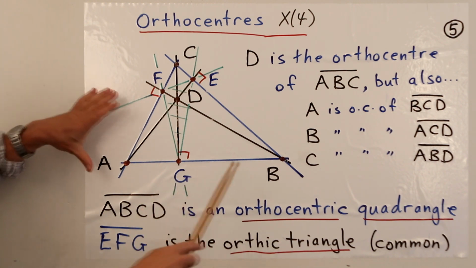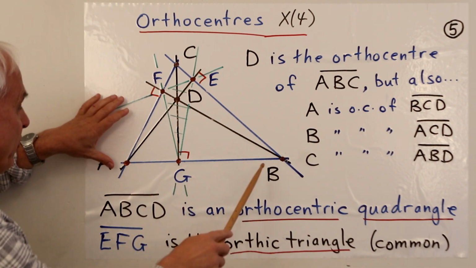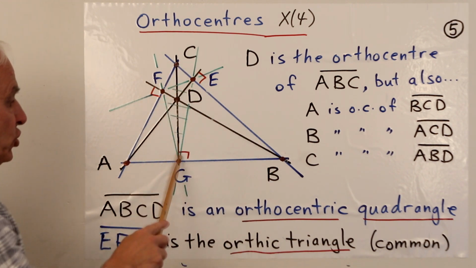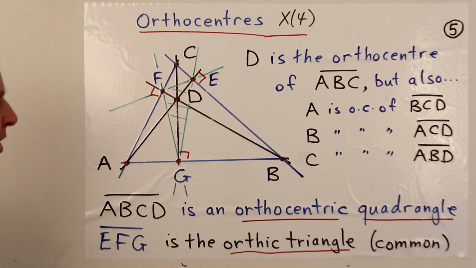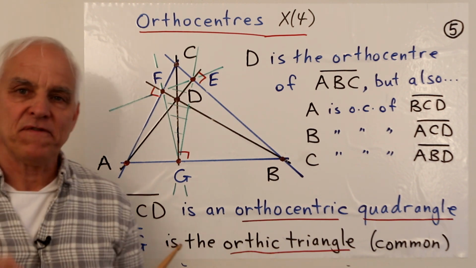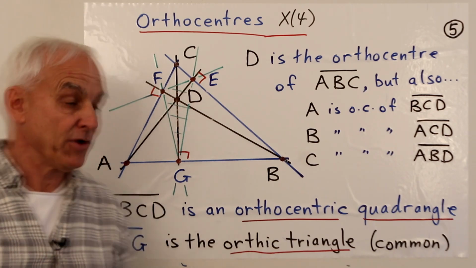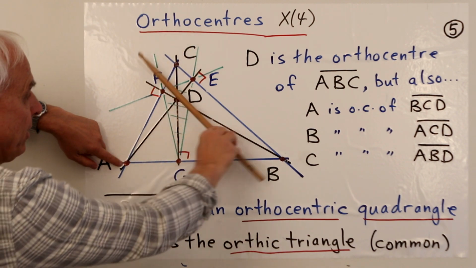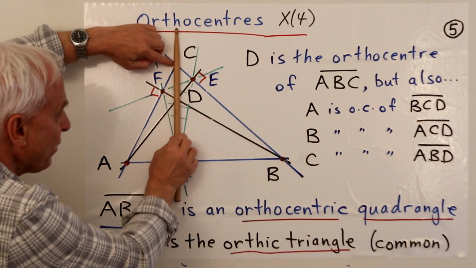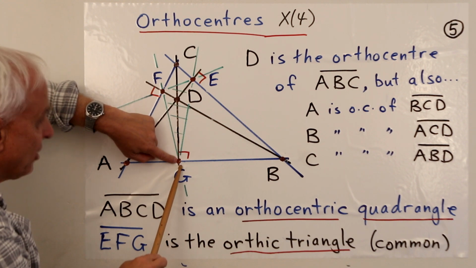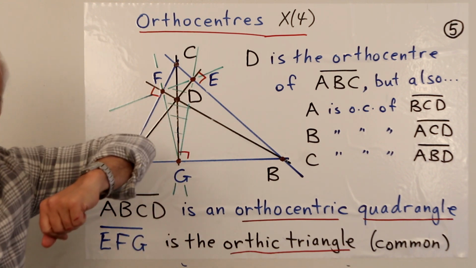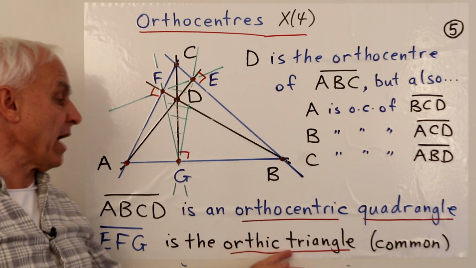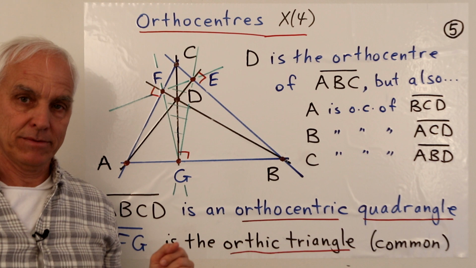Now, associated with this orthocentric quadrangle ABCD is this triangle EFG. What's that? That is a triangle formed by the feet of the altitudes. So if we go back to the original triangle ABC and look at the altitudes here, the feet of the altitudes, the places where those altitudes meet the opposite sides, are the points E, F, and G. So that triangle of the feet of the altitudes is called the orthic triangle of ABC.